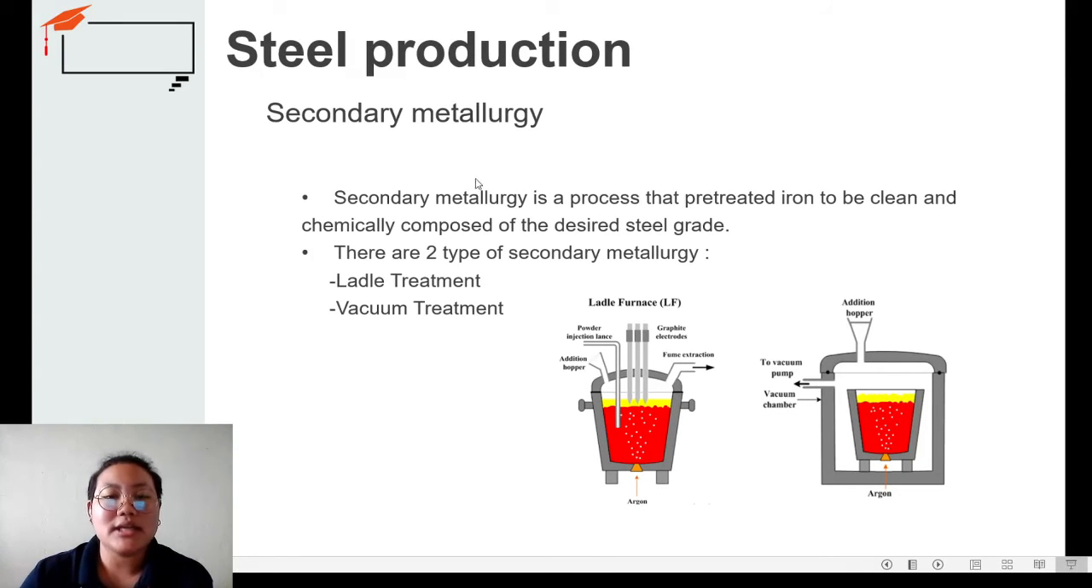Secondary metallurgy is a process that heats iron to be clean and adjusts the chemical composition to the desired steel grade. There are two types of secondary metallurgy: one, ladle treatment, and two, vacuum treatment.